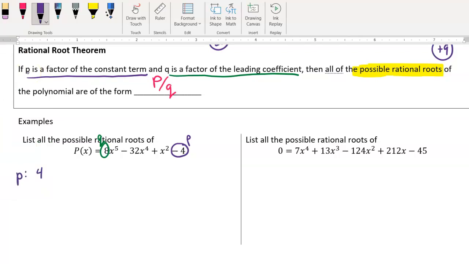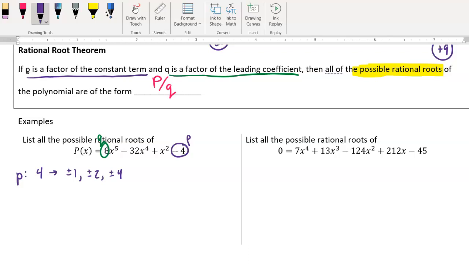I'm just going to look at it as being 4. And the factors of that would be plus or minus 1, plus or minus 2, and plus or minus 4. How do I get that? Well, I'm just looking for all the numbers that divide evenly into 4. Or you can just think of the factors of 4.